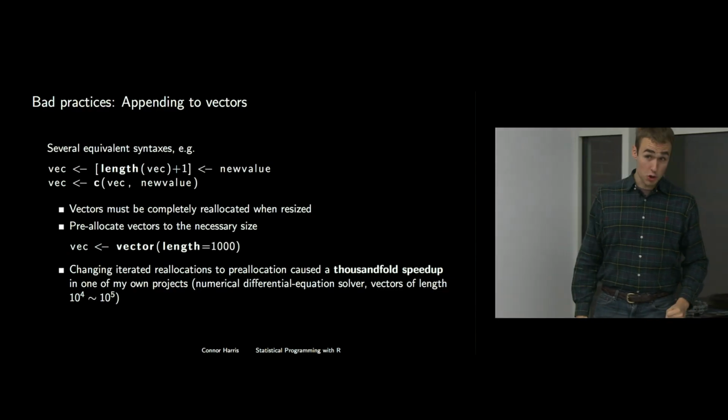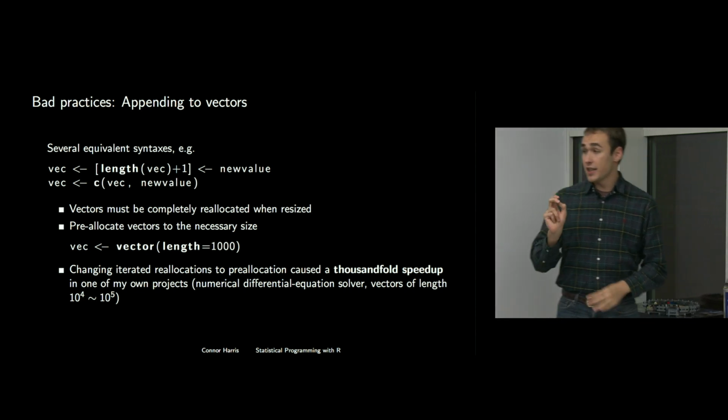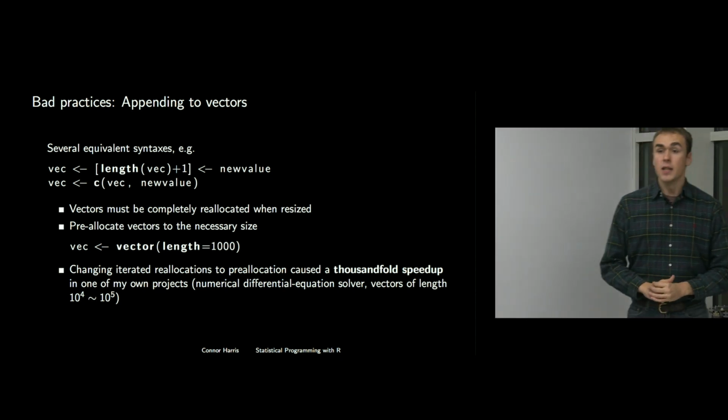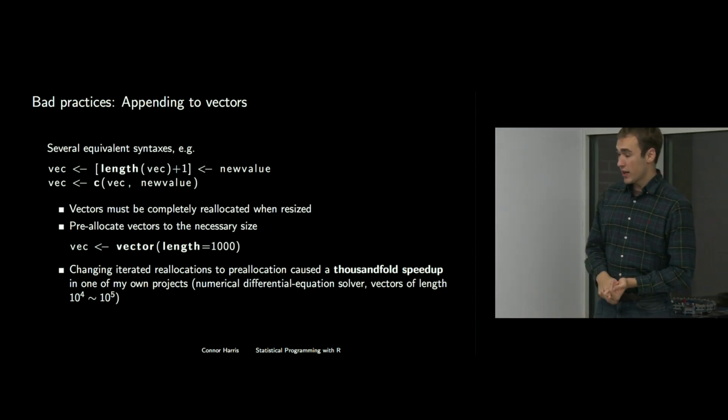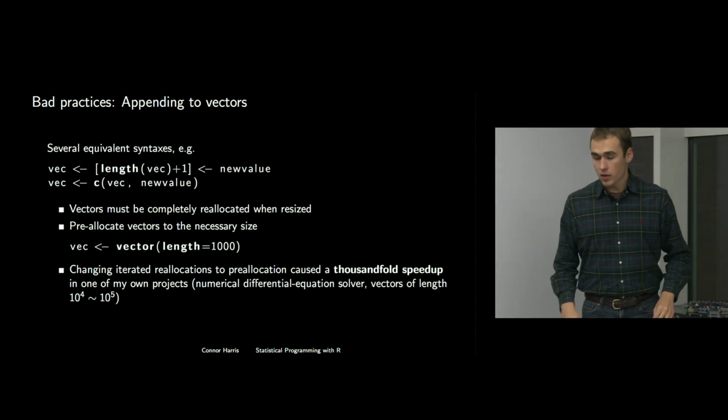So instead, if you need to grow a vector from one end to the next, instead of appending to it constantly, you should pre-allocate it: vec arrow vector, length equals 1,000 or whatever. And then you can just assign to the vector's values one at a time after you've allocated it once. I ran into this again in my summer job when I was writing in R a differential equation solver. Not symbolic, numerical.